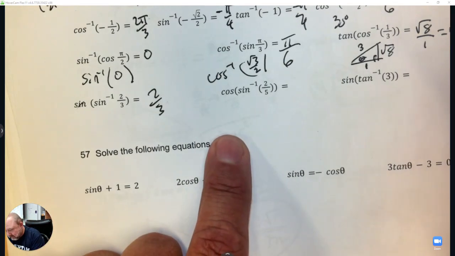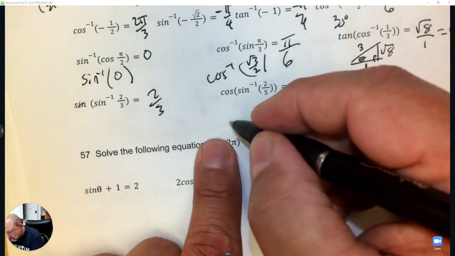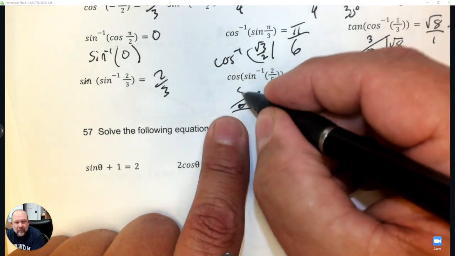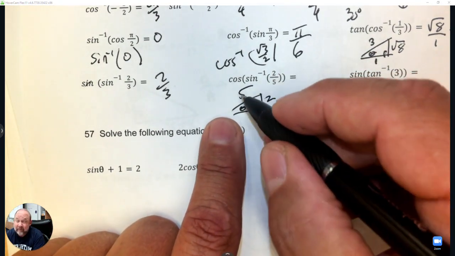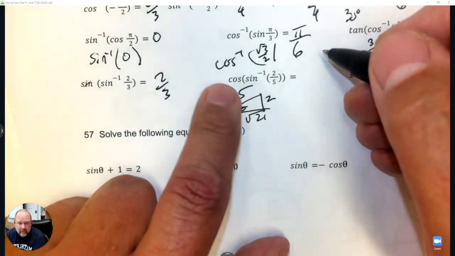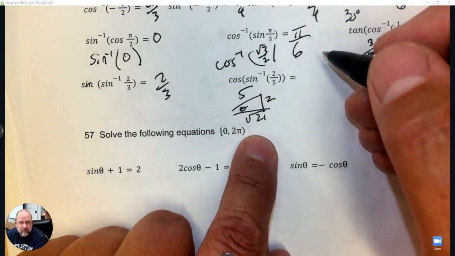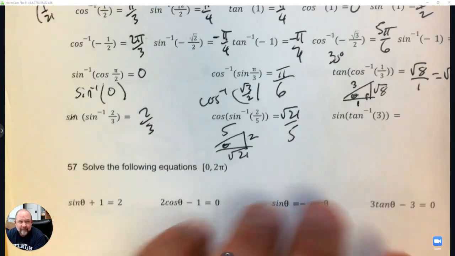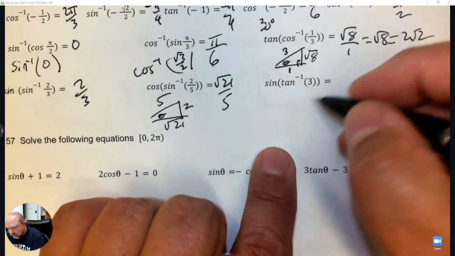This is a triangle question again. So sine is opposite over hypotenuse. That's 25, take away 4. So this is square root of 21. Or 5 squared, take away 2 squared. And then cosine is adjacent over hypotenuse. So it's done.